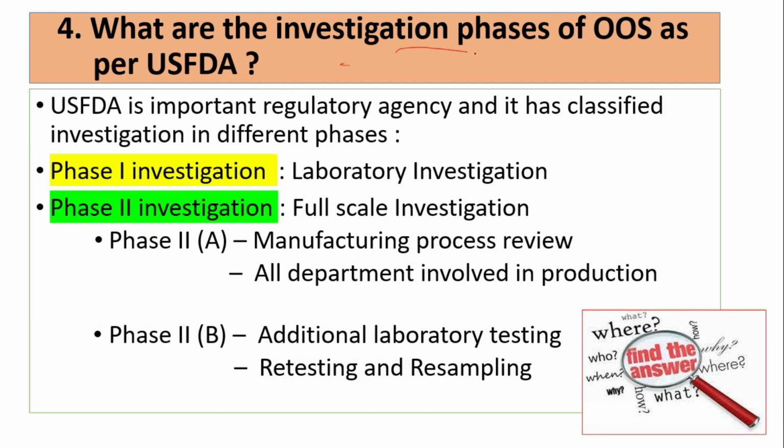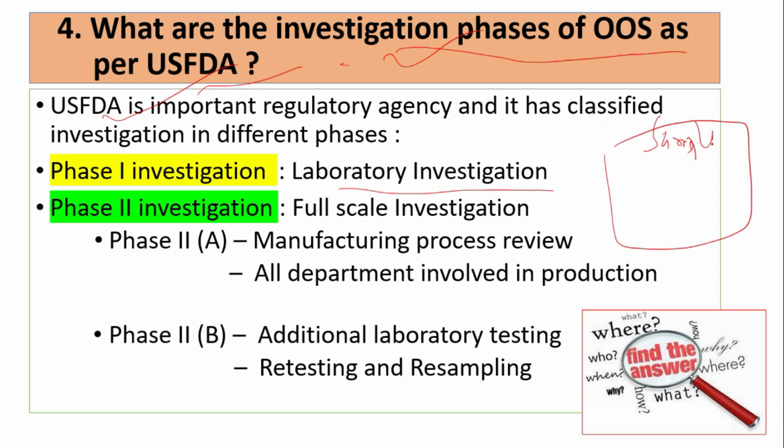What are the investigation phases of OOS as per USFDA? USFDA has given different phases for the OOS investigation, so we need to understand this, because USFDA is a very important regulatory agency, right? Phase 1 is the laboratory investigation. For the samples we have analyzed, we have to investigate whether the sample is correct or not, whether it is expired or not, how much sample weight we have taken, how much dilution we have taken, and how much volume we have maintained. These things need to be investigated in the laboratory.